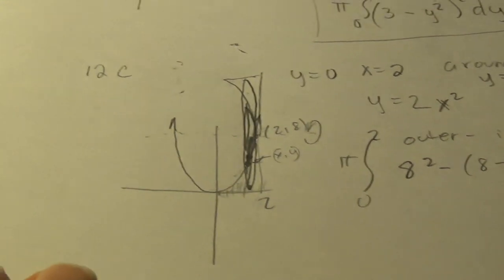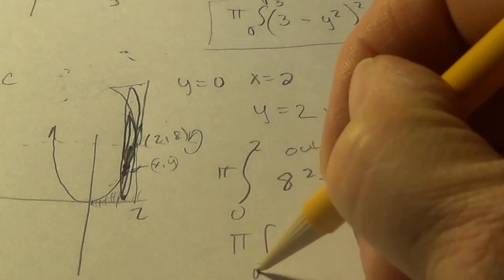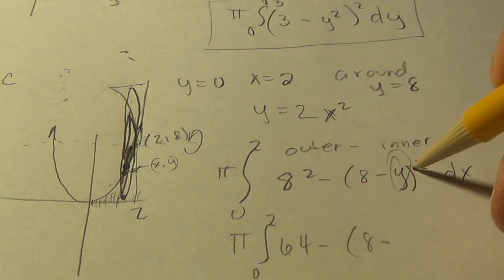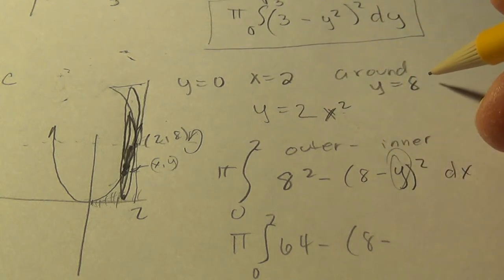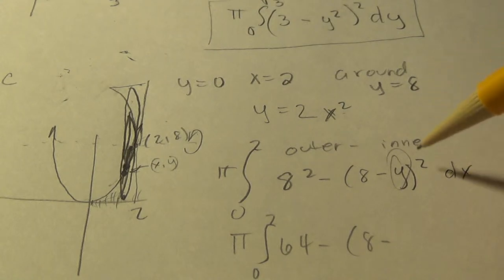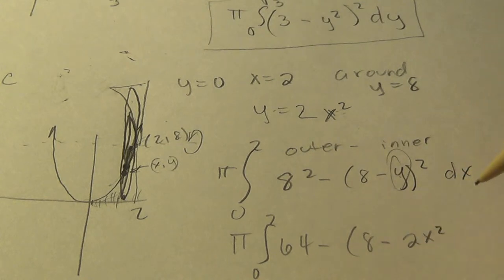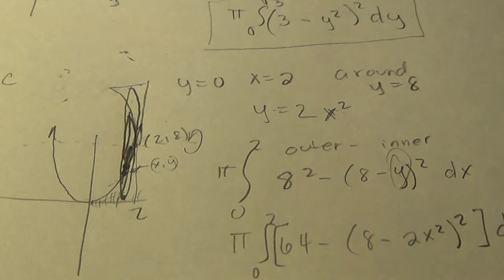So we're going to have to come back and mess with this y. So I'll do 64 minus 8 minus, instead of y, I have to rearrange this, and I get a value. Oh, no, I don't have to rearrange it. y equals 2x squared, so I just put 2x squared there. So we have 8 minus 2x squared quantity squared. So you get to chug that all out between 0 and 2.